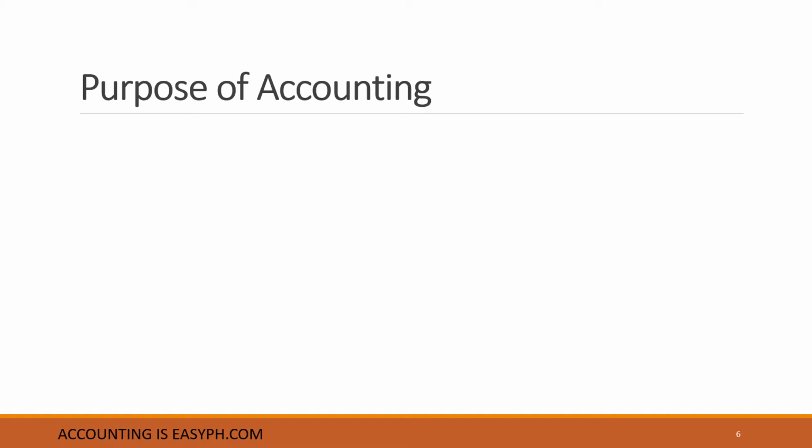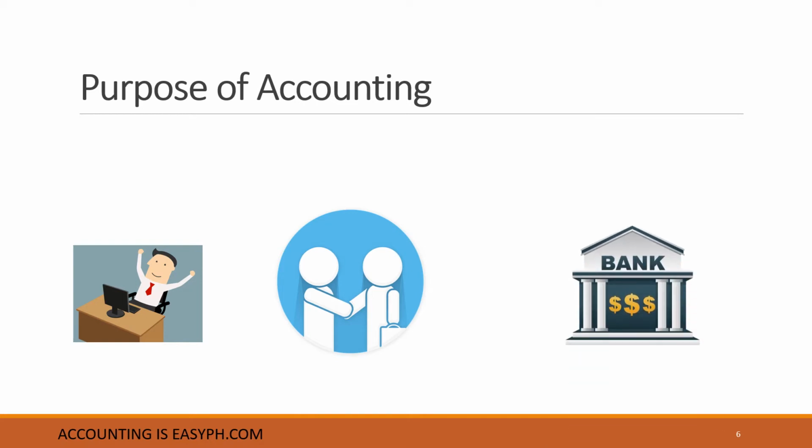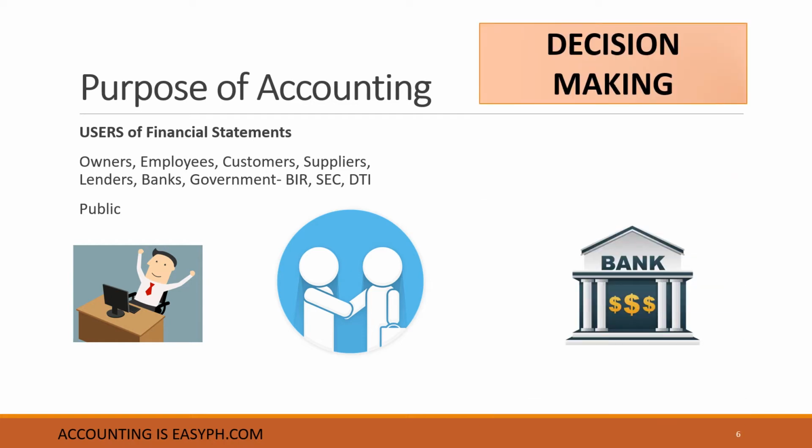So the purpose of accounting is to accumulate and report on financial information about the performance, the financial position, and cash flow of the business. So we know that we have several users of financial accounting. Our users are the managers, the owners, the employees, the customers, the suppliers, the lenders, the banks, the government, and even the public. So again, it is for decision making.